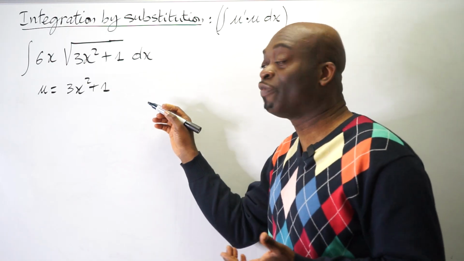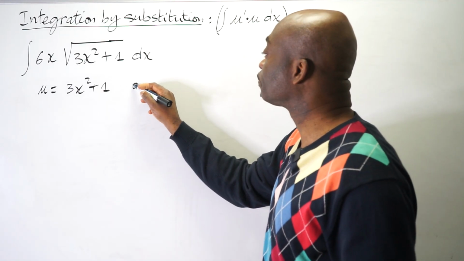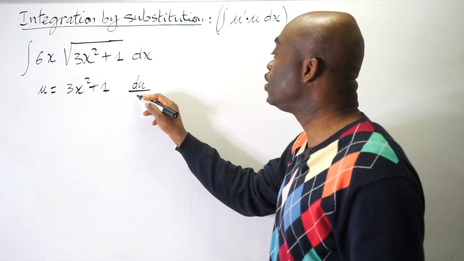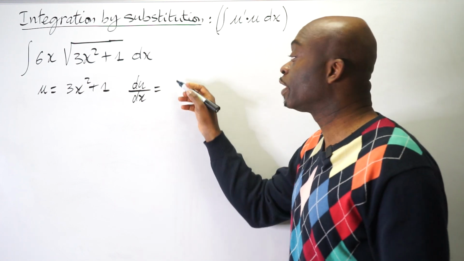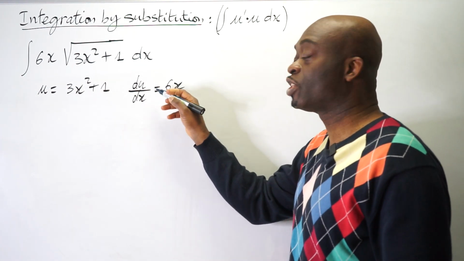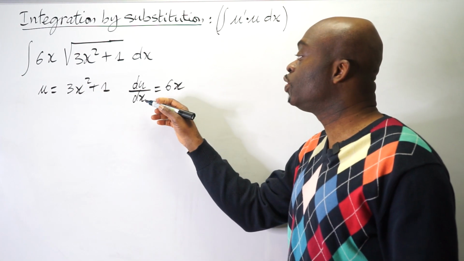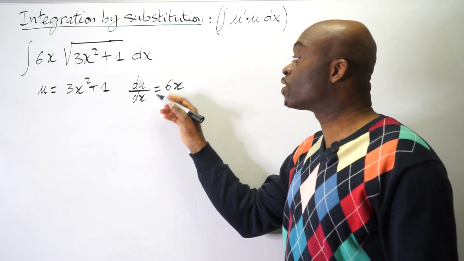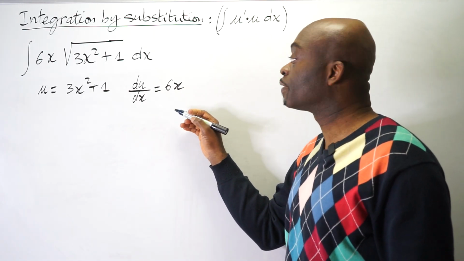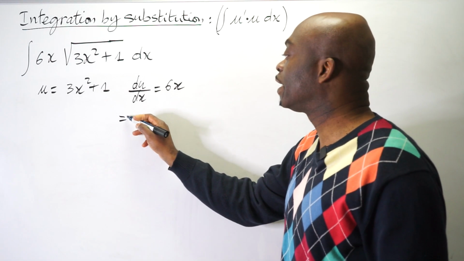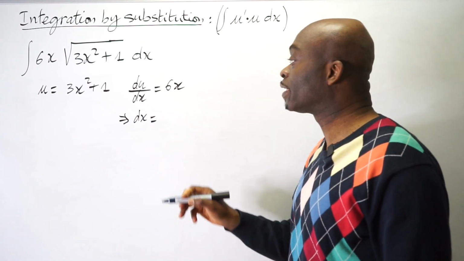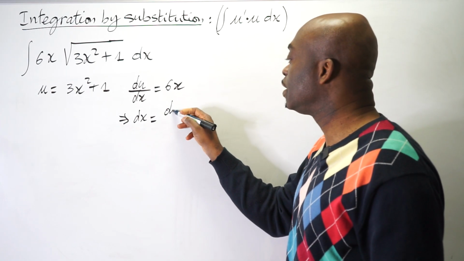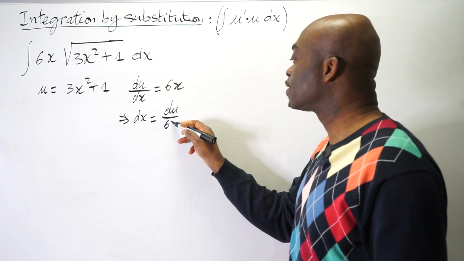So we can find what? We can find the derivative du over dx equals to what? It's going to give us 6x. So the differentiation of the function u with regard to x would give us 6x, correct? So once we have that, now we can draw out of it dx, which is equal to what? So dx is going to be du over 6x.